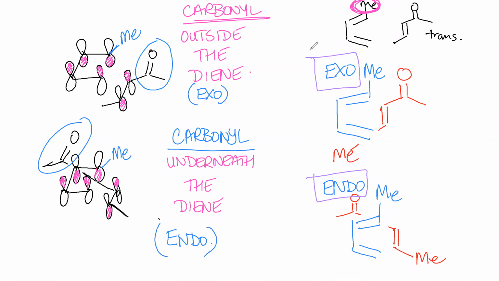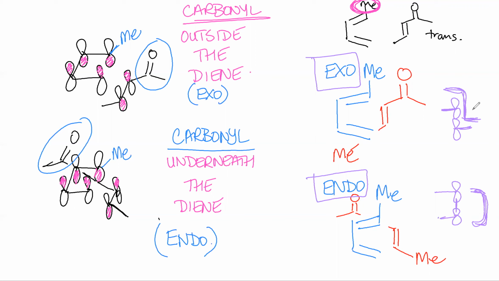So the key point is that in the exo, the carbonyl is outside, it's almost like a step. If these are the orbitals that are making the bonds here, it's like a step down. Whereas the endo, this is the carbonyl part, it's like a sandwich on itself. So the endo is sort of like a sandwich, and the exo is like a step.